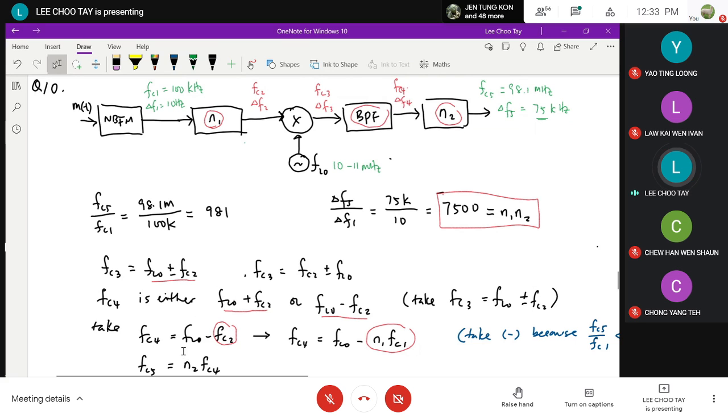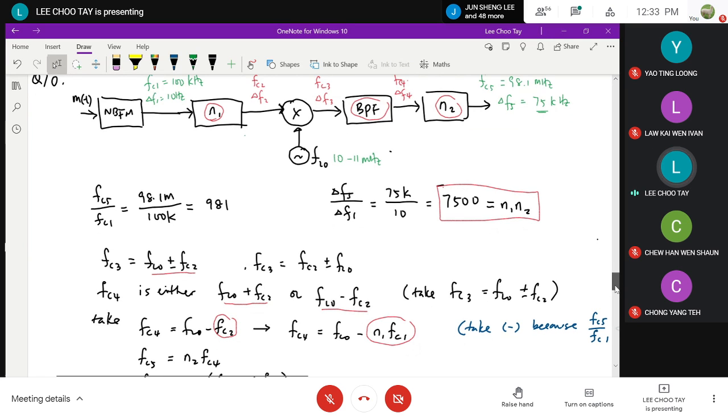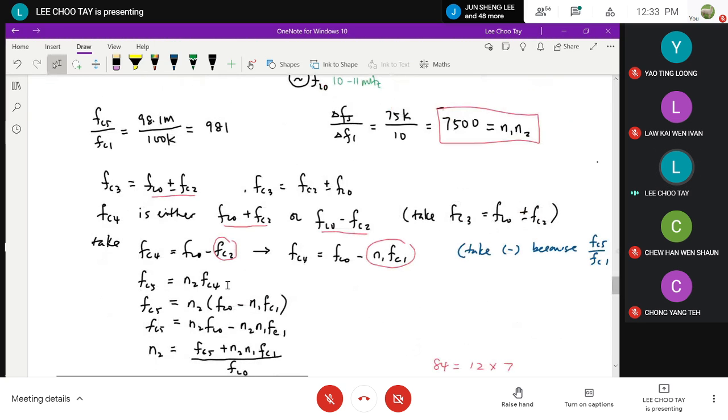All right. Then how do I relate FC5 to FC4? FC5 is basically N2 times FC4, from this diagram here. So I know FC5, I know FC1, I know N1, N2. Therefore, I substitute FC4 into this equation. FC4 is FLO minus FC2, which is N1 FC1, so FLO minus N1 FC1. Again, I multiply out and collect the terms because I want to find N2 first.